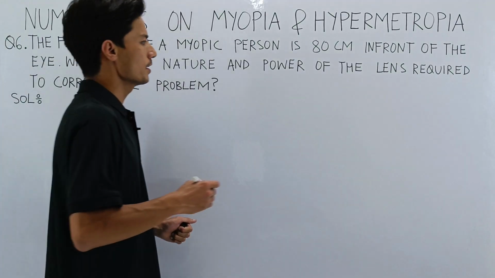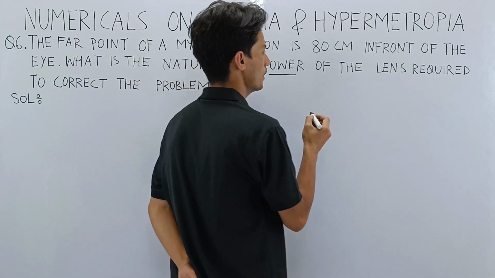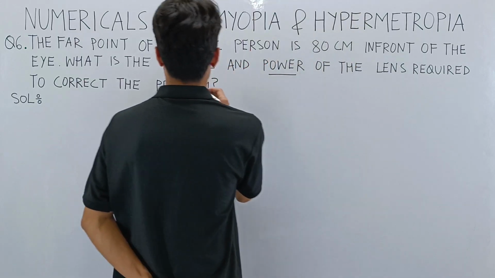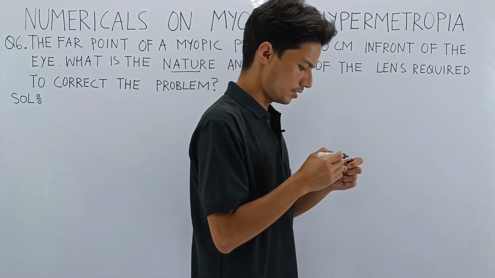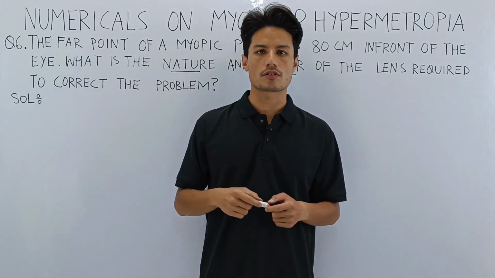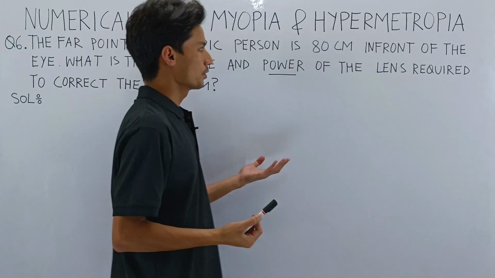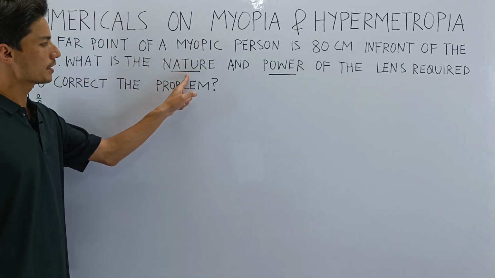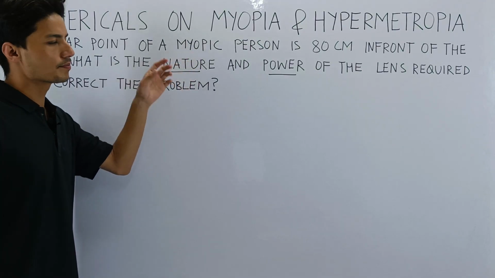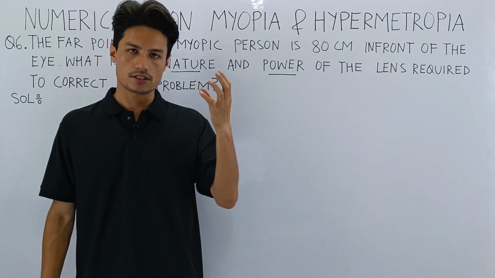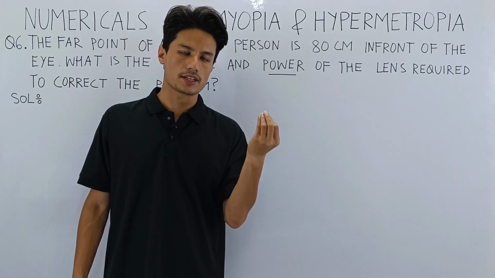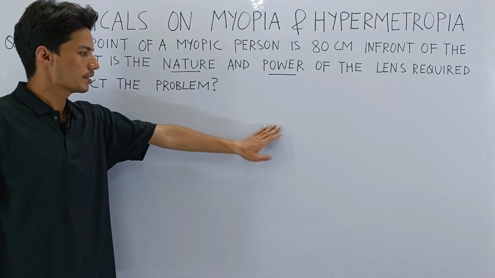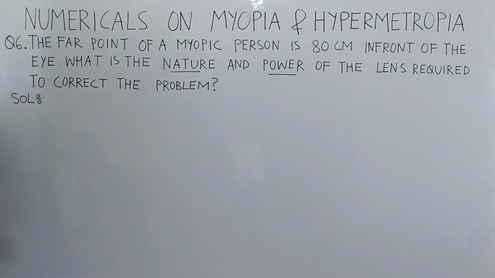So what are we supposed to find? We are supposed to find the power, and also we have to tell the nature. Nature means we have to identify what type of lens it is, concave or convex. Without solving the question, you can easily tell the nature. Since it's myopia, remember the type of lens used for correcting myopia. Keep it in mind, later on we'll write it. Now let us solve this question together.